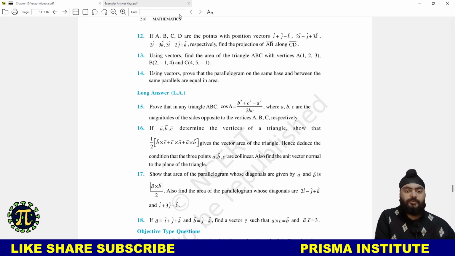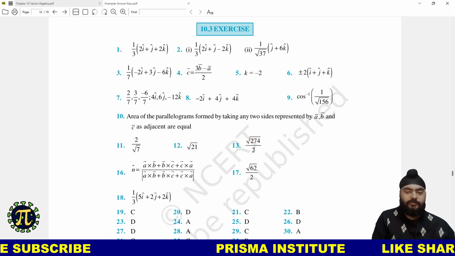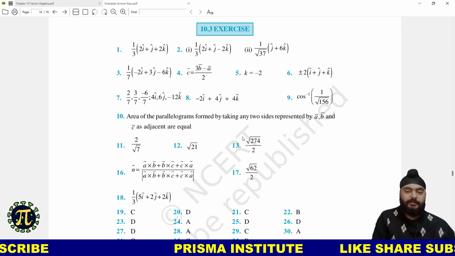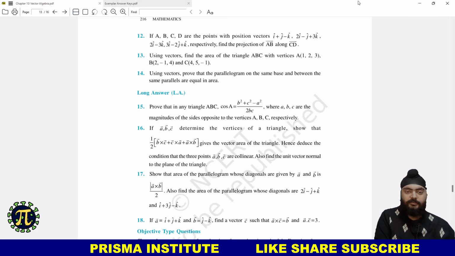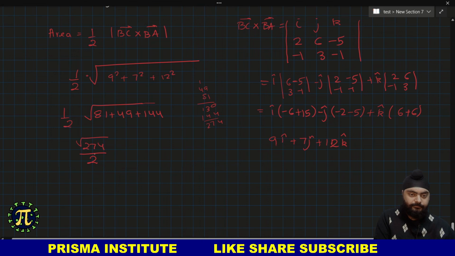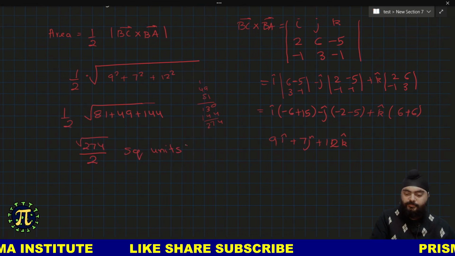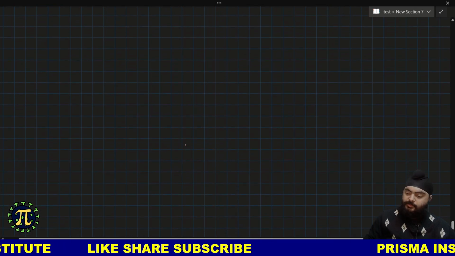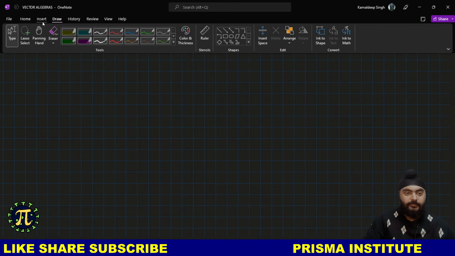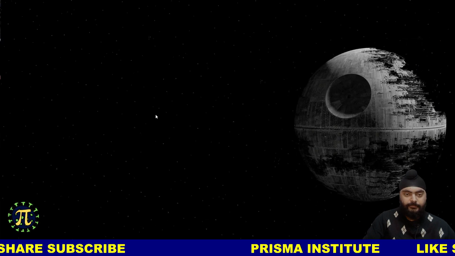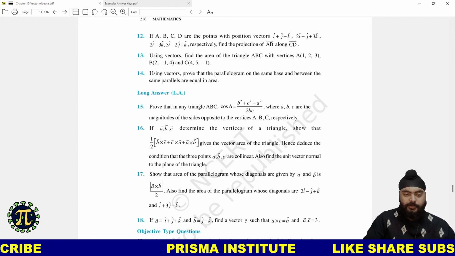So this is question number 13. So ठीक है, square root of 274 divided by 2. So we got the correct answer. So this is the area of the triangle ABC, square units, right? So let's move to the last question of this video. And the notes will be available below the lecture. So 14th.